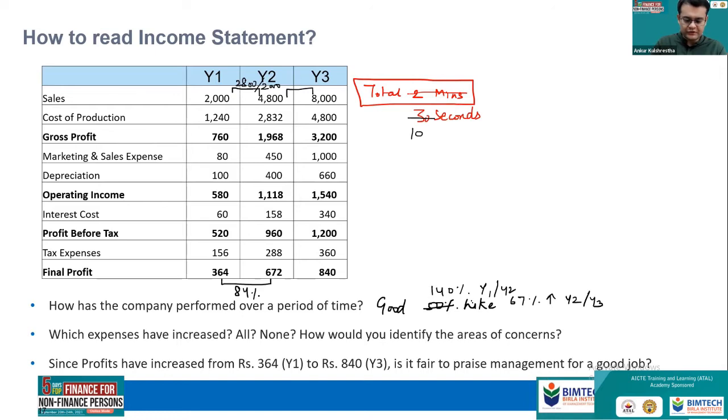Oops, 840 divided by 672, and about 25% here. Okay. So in any case, it's a huge increase. It's a huge increase in profit as well.